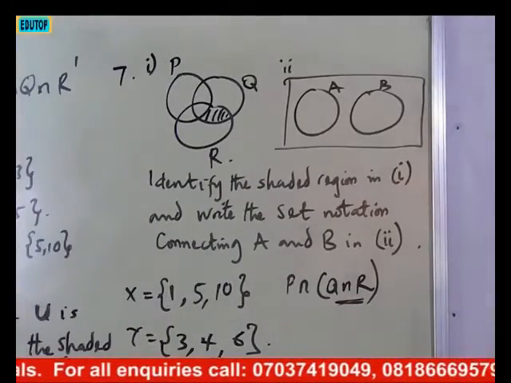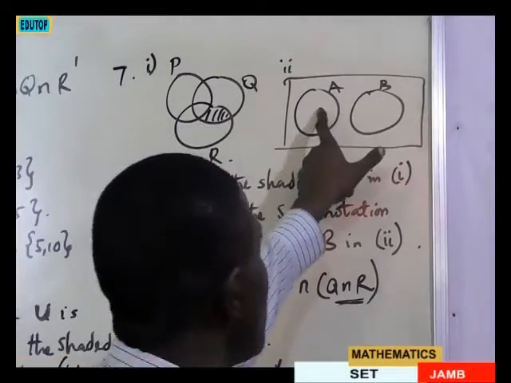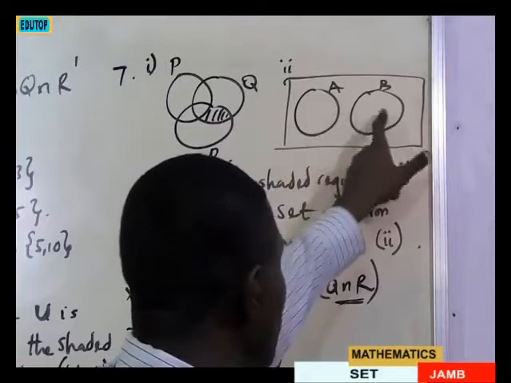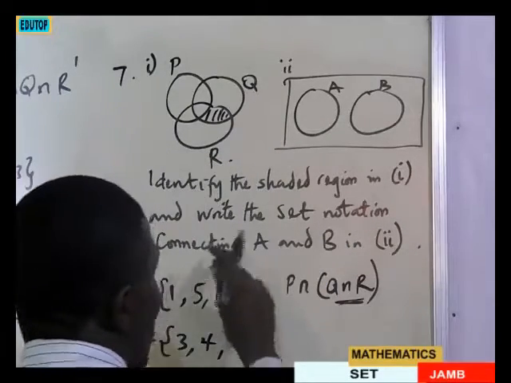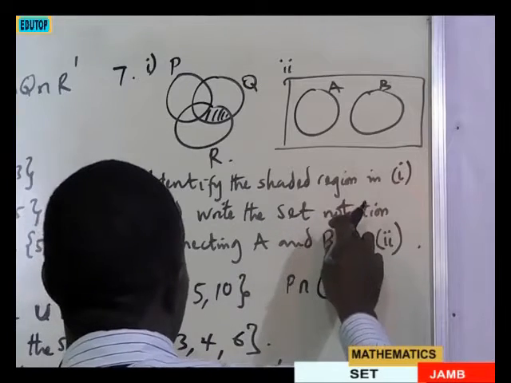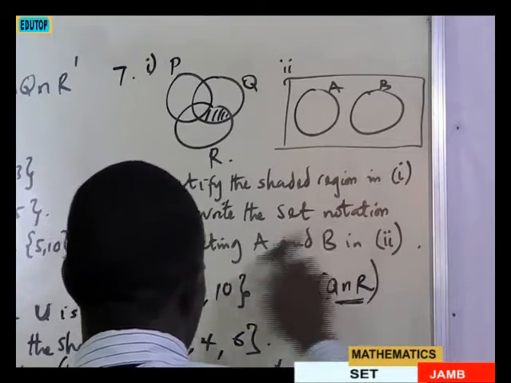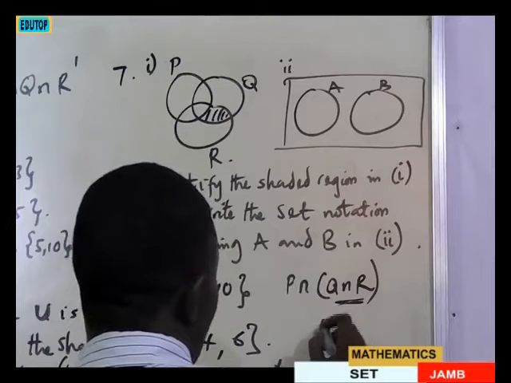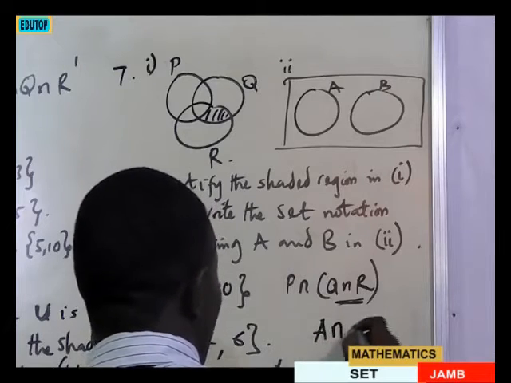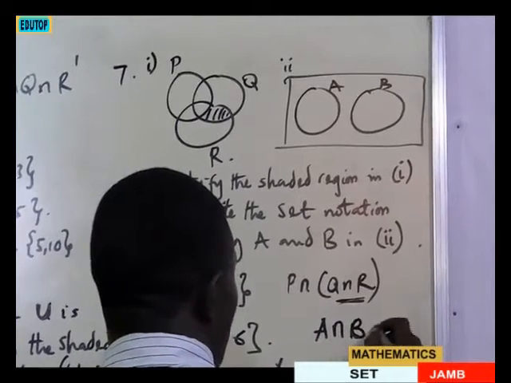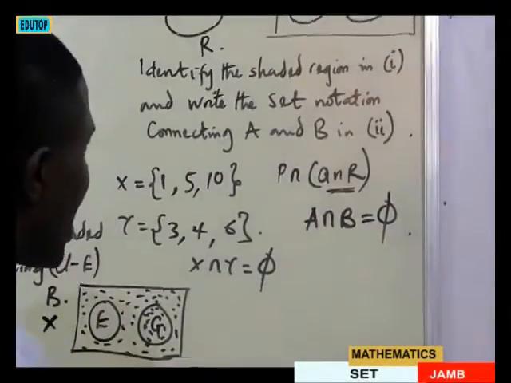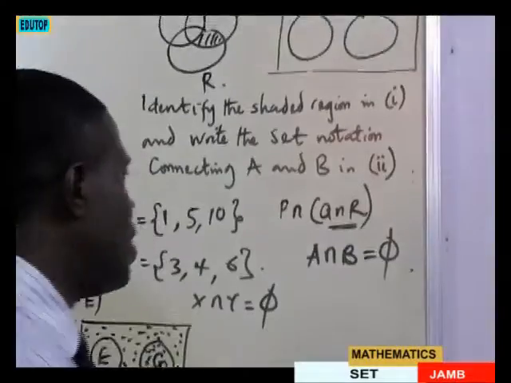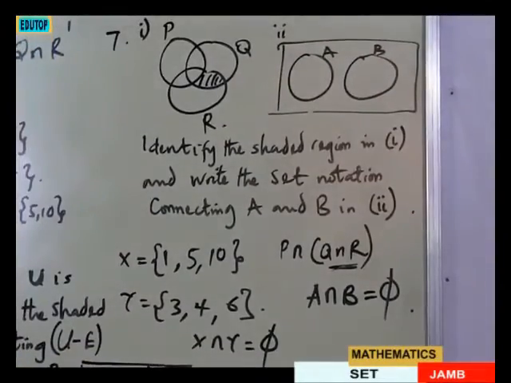Then the last one is saying that if you look at this very well, you discover that there is no point of intersection. So to write the set notation connecting A and B, it will definitely be A intersection B is what? An empty set. That's a disjoint set. That means A and B are disjoint sets.